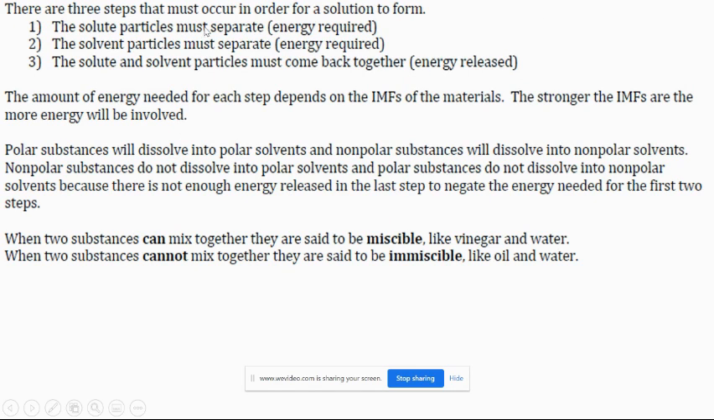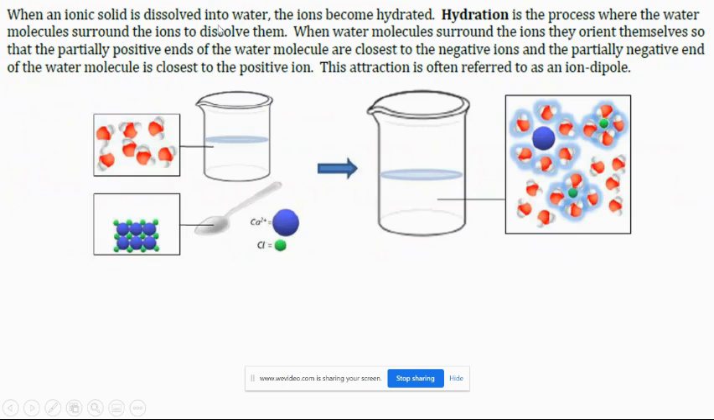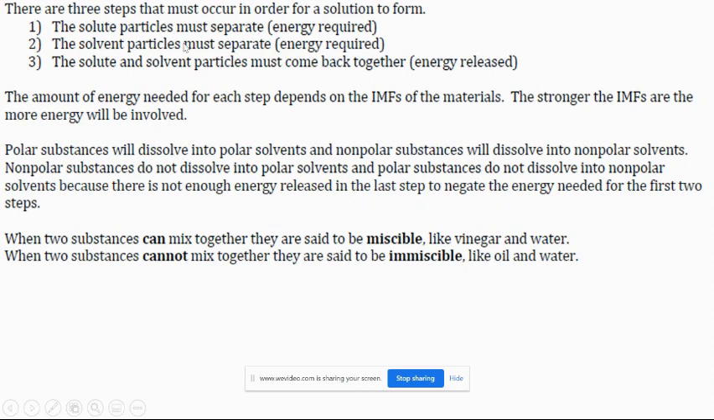There are 3 steps that have to occur in order for a solution to form. The solute particles have to separate. So if we go back and look at this guy, this stuff here has to separate from one another. What's going to cause that separation? What's going to pull this apart? The water. Right, the attraction from the water. Well, the water is attracted to other water molecules, so that also has to separate. And then the water has to surround those ions. So the solute particle has to separate, the solvent particle has to separate, and then they come back together.